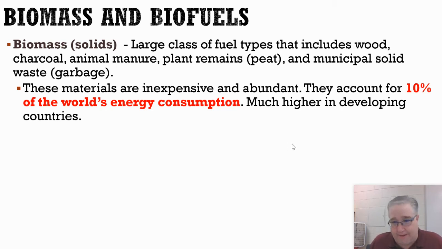That's abundant. It's easy to find. For example, wood, charcoal, which is basically wood, animal manure, peat, even garbage. There are components of garbage that we can burn and use as energy. These all fall under the biomass category. But again, they're cheap and they're abundant. These are things that we can find very easily. They account for about 10% of the world's energy consumption. Just these alone, these five or six things.